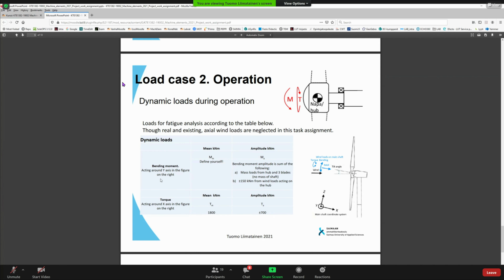And then for the torque, you will have a certain mean torque, which is for everyone 1800 kilonewton meters. And also you will have amplitude for the torque, which is plus minus 700 kilonewton meters, and that is also the same value for everyone.